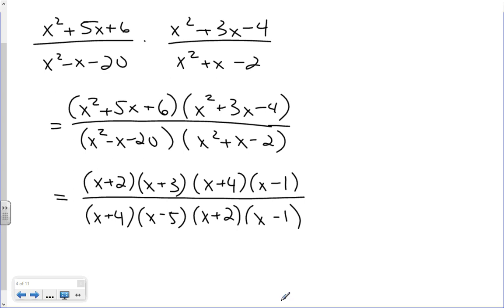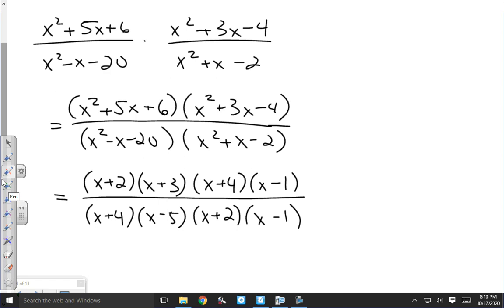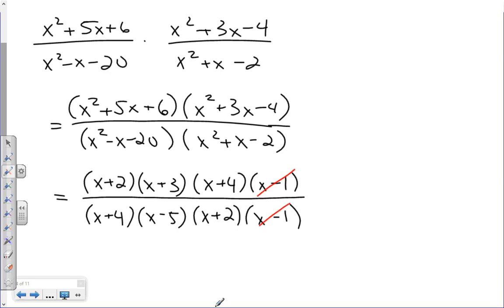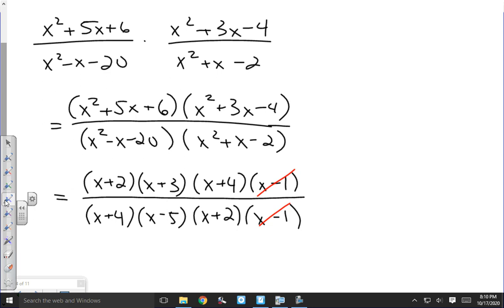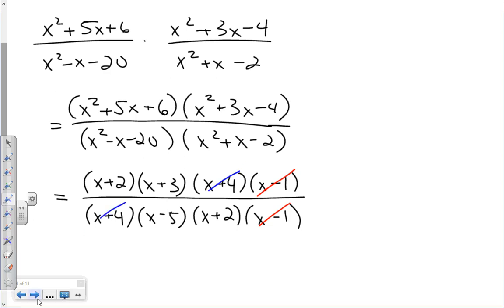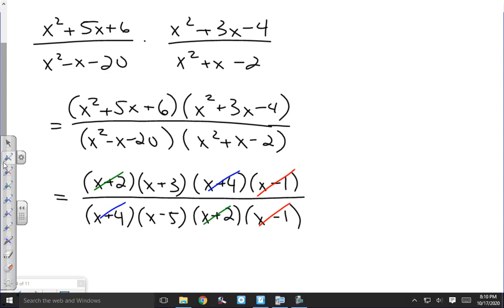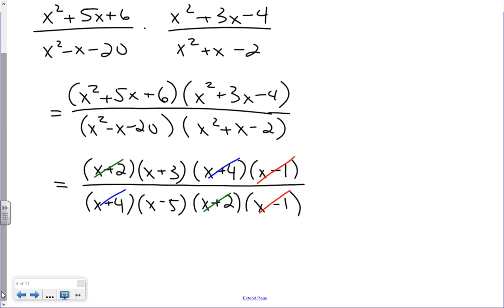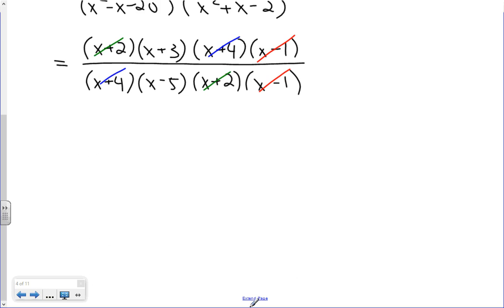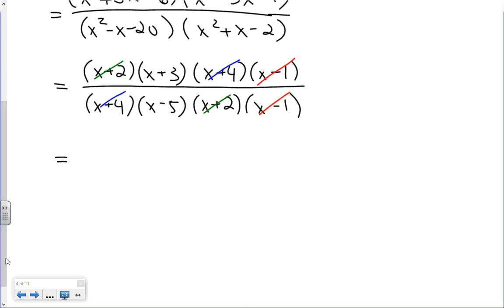Yeah, and actually there's quite a bit that cancels out here, right? So let's go through and cancel out these common factors here. I've got an x minus 1 that's going to cancel out. I've got an x plus 4 that's going to cancel out. And even an x plus 2 that's going to cancel out. Wow, that gets rid of a lot. So this simplifies really nicely and really easily when we do that versus multiplying those trinomials together. So what do we have here? I have just x plus 3 over x minus 5.